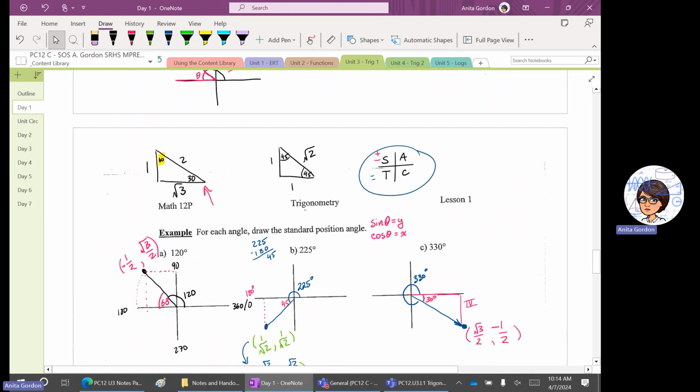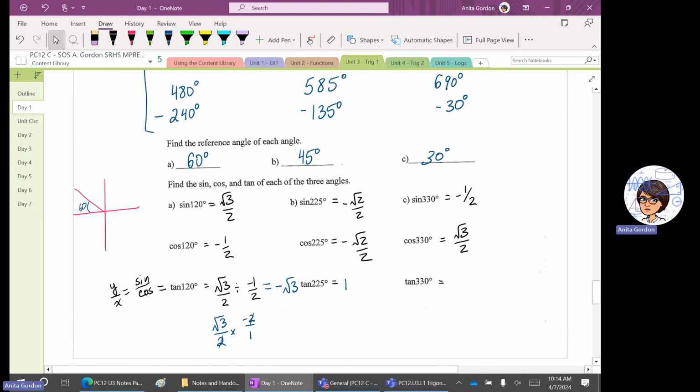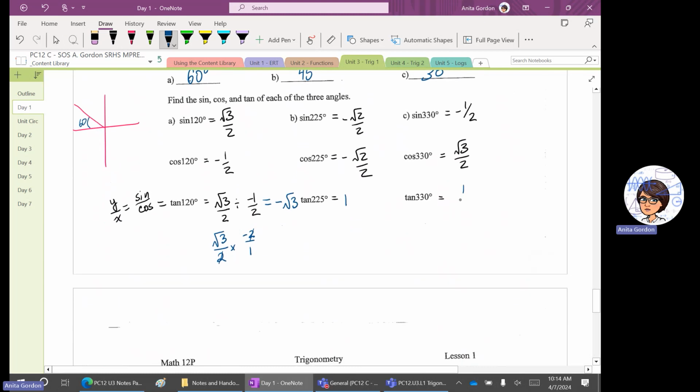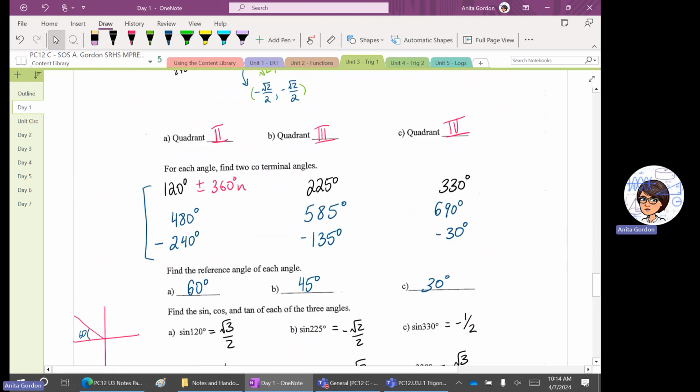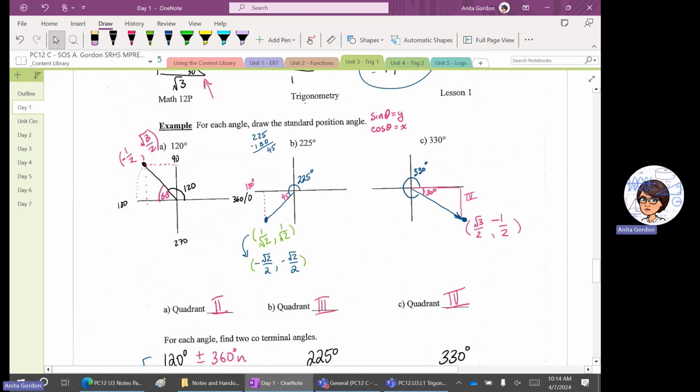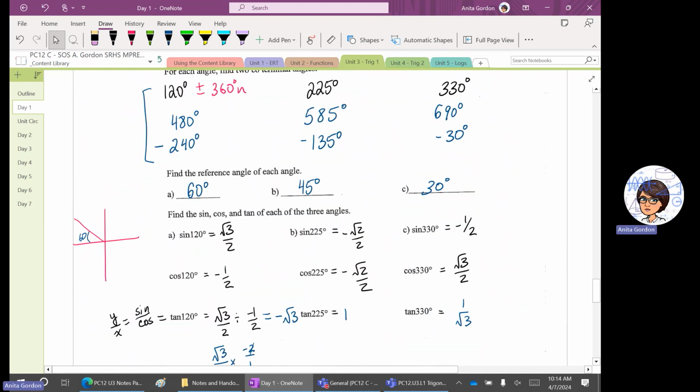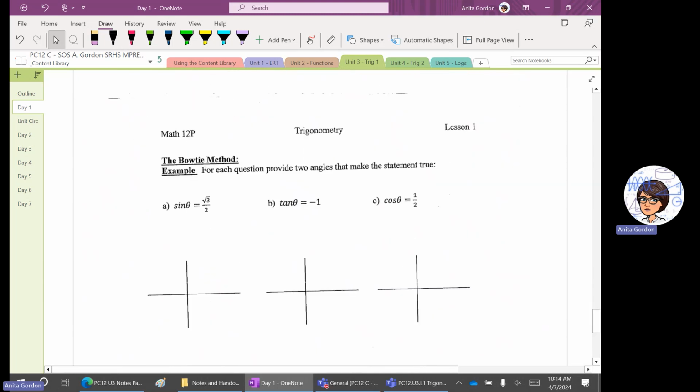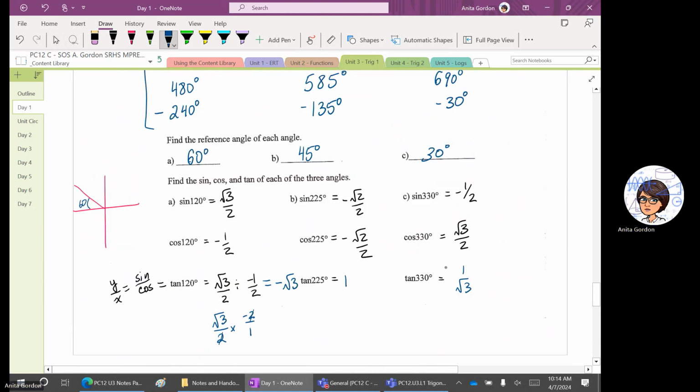What is the tangent of 30 degrees? It's opposite over adjacent, 1 over √3. Now, because we are in the fourth quadrant, this is going to be negative. Whoopsie, too far. And I'm going to rationalize this. -√3/3 is my final answer.